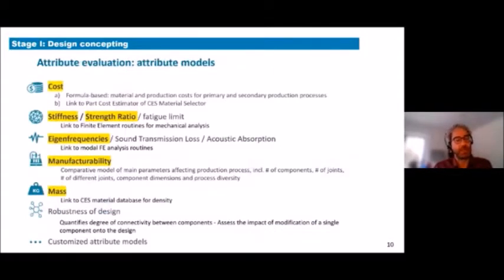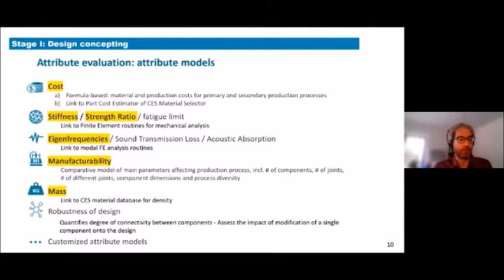attribute evaluation. Just going very briefly over the attribute models that are included and are relevant here. The relevant attribute models for today's topic are highlighted here in yellow. Firstly, it's the cost model. Here we have actually several options, ranging from a formula-based cost model taking into account material cost and production cost of primary and secondary processes, but also a link to the embedded part cost estimator module of the CES material selector. So this is also fully automatic and in place.